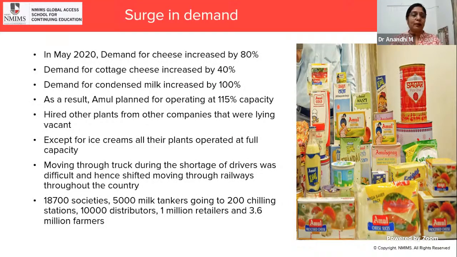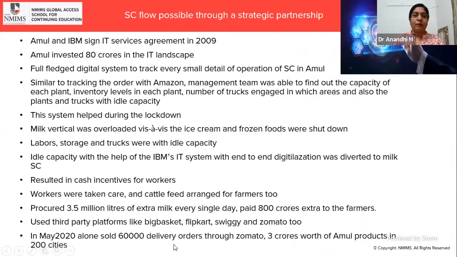So what they did during that period was they shifted from the trucks to railways. So that also was utilized as one of the modes of transportation. And since dairy products come under the emergency, essential category, the government also supported movement of these products to a greater extent. So ultimately, it was 18,700 societies, 5,000 milk tankers going to 200 chilling stations, 10,000 distributors, 1 million retailers, and 3.6 million farmers who were involved and also benefited in all these operations altogether, right?